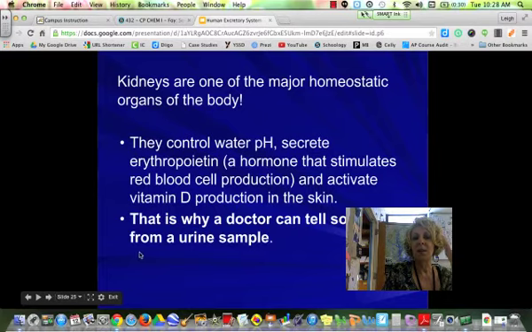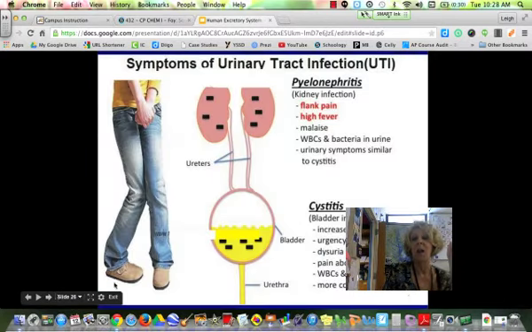But our kidneys do a lot of other things. They control the pH of our blood and our bodies. They secrete some hormones. They activate a hormone called erythropoietin, which is going to stimulate red blood cell production, and they activate vitamin D in our skin. And so our kidneys are really important. And so a lot of times when you're not feeling well and the doctor's trying to figure out why, they'll order a urinalysis because there's a lot that you can tell from a urinalysis.